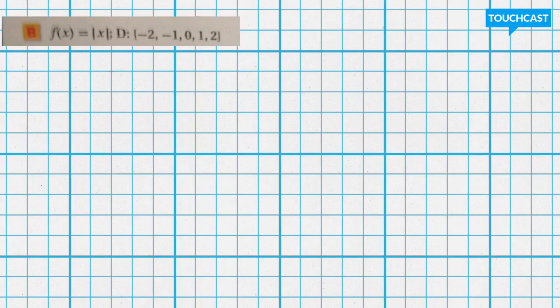Alright, so we have the function f of x is equal to the absolute value of x when the domain is negative 2, negative 1, 0, 1, and 2. We do not have to solve for y since we've already isolated y by itself. And in fact, in this problem, y is written as the f of x. So let's start with finding values for f of x using our given domain by using a table.